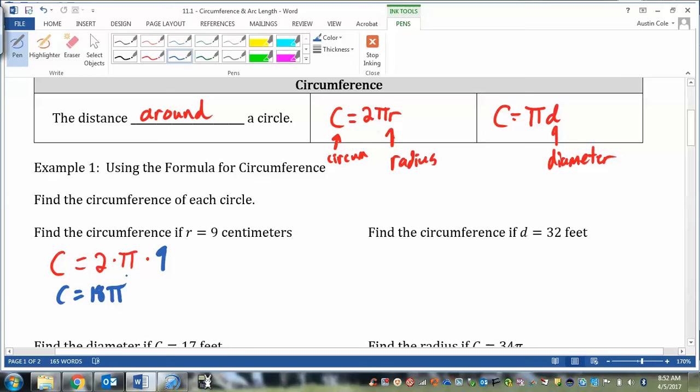If they ask for the exact answer, that's what you're going to give them, 18 pi. When they say exact, they want it in terms of pi. So you're treating pi like an x or something like that. Now, you can also give an approximation. So that would be 18 times pi. Does anybody have that in their calculator? 56.55.